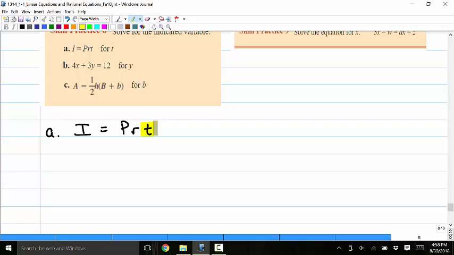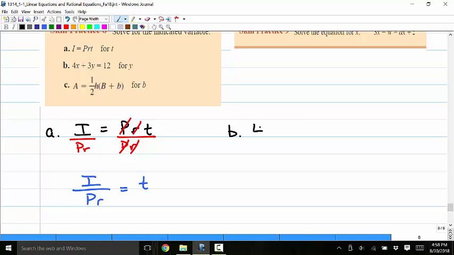On the right hand side, we're doing p times r times t. How are we going to get the p and the r to the other side? We need to divide both sides by p times r. When we do that, the factor of p cancels and the factor of r cancels. So our answer is going to be I divided by PR is equal to t.